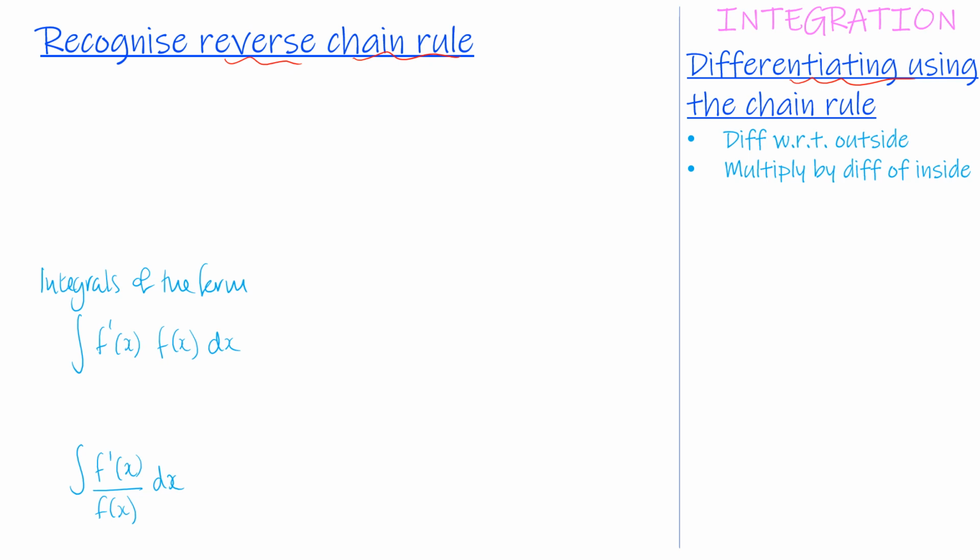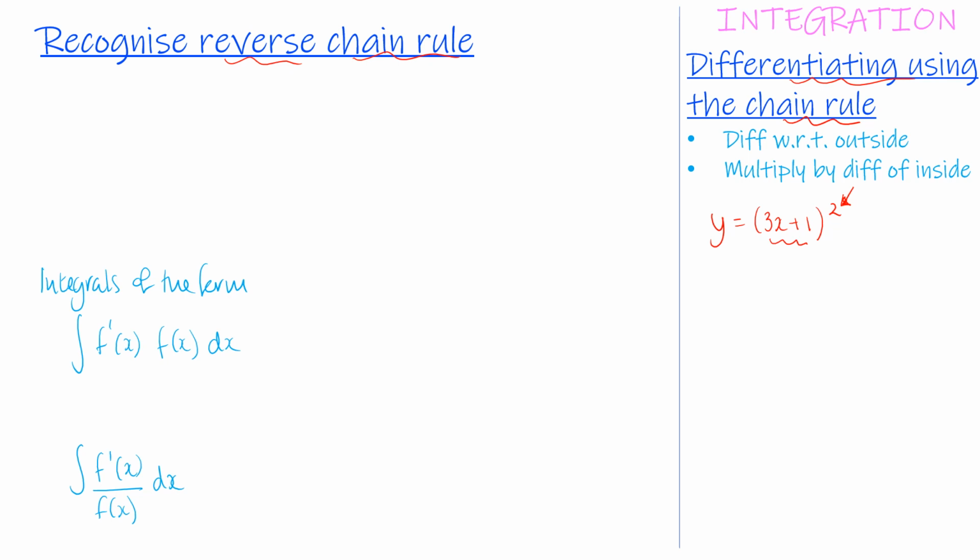So if I had, for example, y is equal to 3x plus 1 all squared, we can tell we're going to be using the chain rule because we've got a function of a function. We've got an inside function, the 3x plus 1, and an outside function.